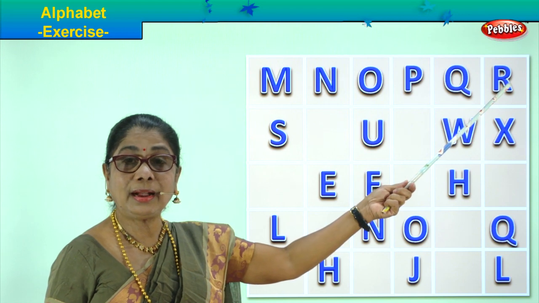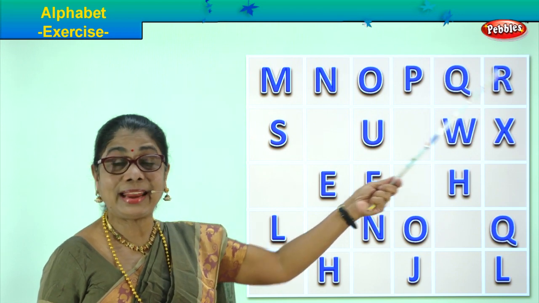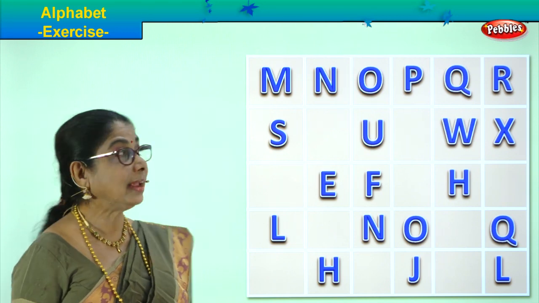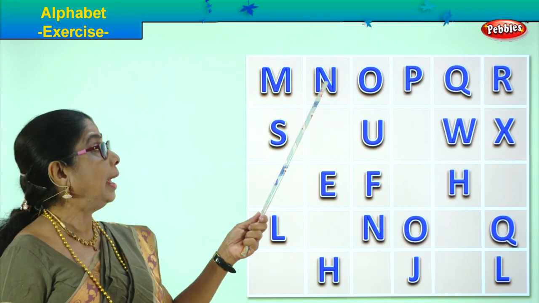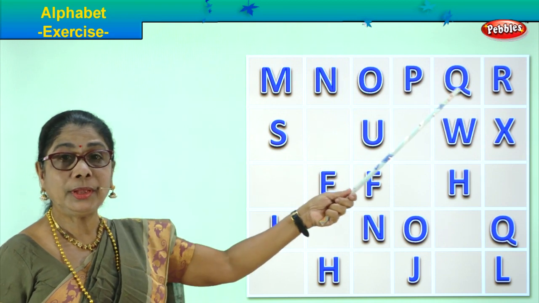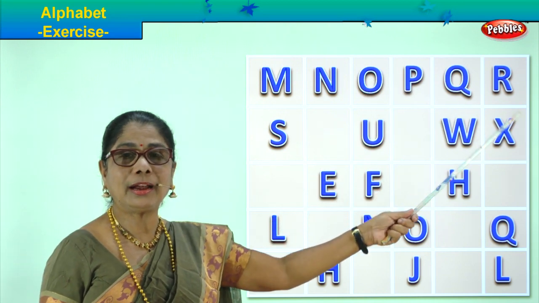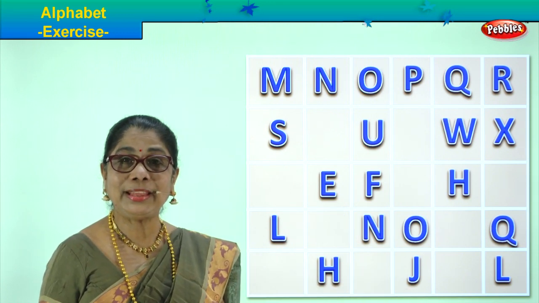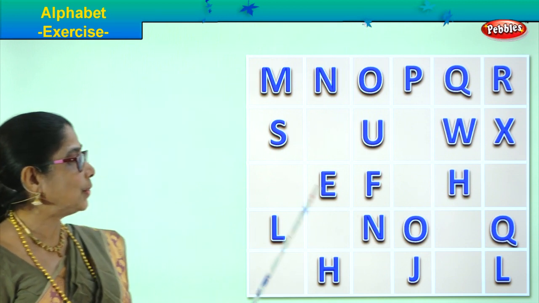What's the sound of letter R? R. Rat. Now let's see. We have done the filling up correctly. M, N, O, P, Q, R. The first row, we have done it successfully correct. Let's go to the next row.